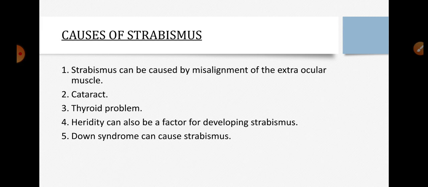Thyroid problem. If the person has a thyroid problem, that means hyperthyroidism, then it will cause exophthalmos in the eye, that means proptosis. As a result, the eyes will bulge outward and it will produce strabismus. Heredity. If the person has a hereditary tendency to strabismus, then they can develop strabismus. Down syndrome. If the person has Down syndrome, then it can lead to strabismus.